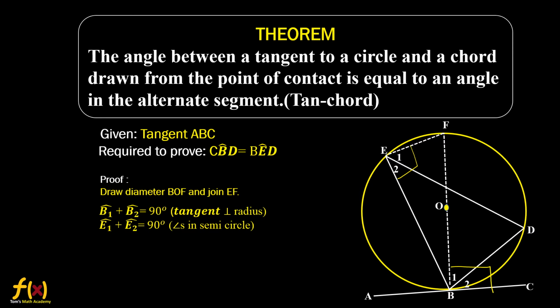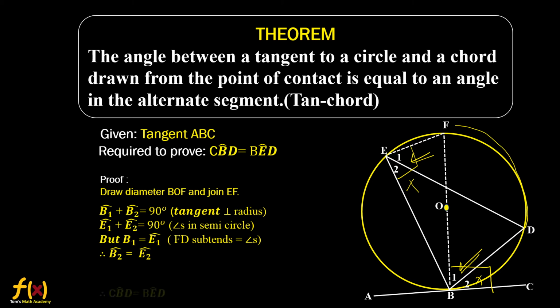Now look at B1 and E1. How do we compare these two angles? Look at the arc FD. The arc FD is subtending B1 here and E1 there. So they are equal because they are subtended by the same arc. FD subtends equal angles. Now what is the rest? 90 minus E1, 90 minus B1. They must be equal. Therefore B2 is equal to E2.